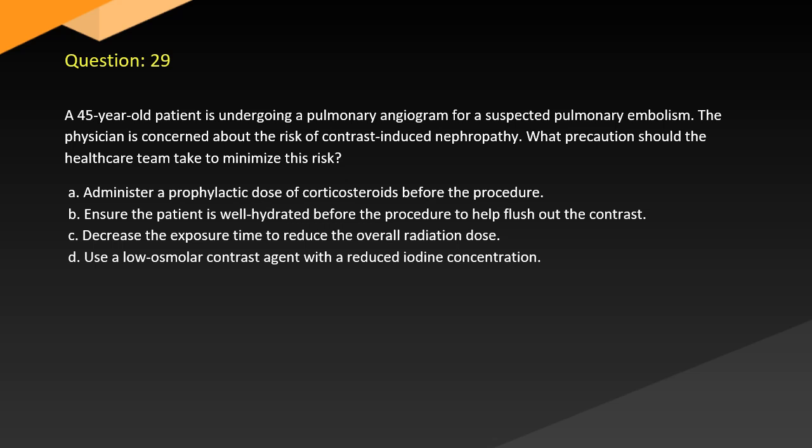Question 29. A 45-year-old patient is undergoing a pulmonary angiogram for a suspected pulmonary embolism. The physician is concerned about the risk of contrast-induced nephropathy. What precautions should the healthcare team take to minimize this risk? A. Administer a prophylactic dose of corticosteroids before the procedure. B. Ensure the patient is well hydrated before the procedure to help flush out the contrast. C. Decrease the exposure time to reduce the overall radiation dose. D. Use a low osmolar contrast agent with a reduced iodine concentration.